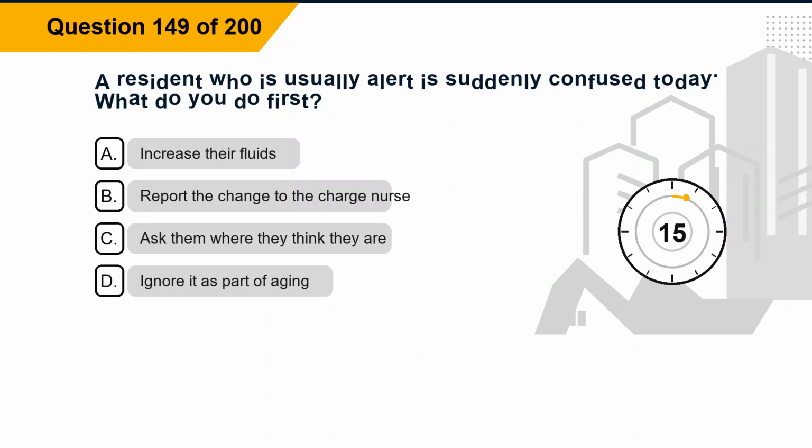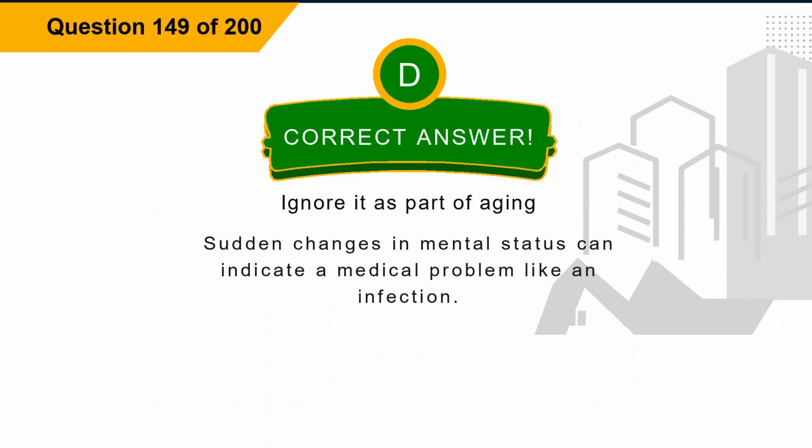Question 149. A resident who is usually alert is suddenly confused today. What do you do first? Option A, increase their fluids. Option B, report the change to the charge nurse. Option C, ask them where they think they are. Option D, ignore it as part of aging. The correct answer is option D, ignore it as part of aging. Explanation. Sudden changes in mental status can indicate a medical problem like an infection.